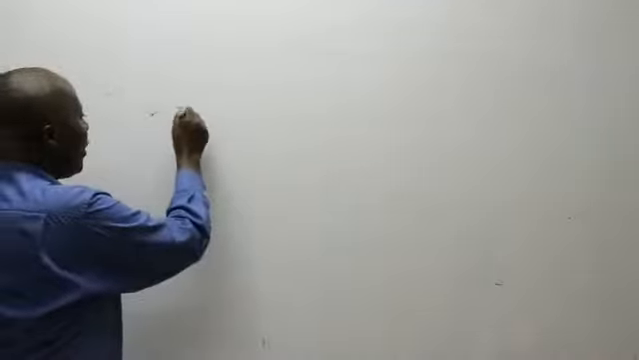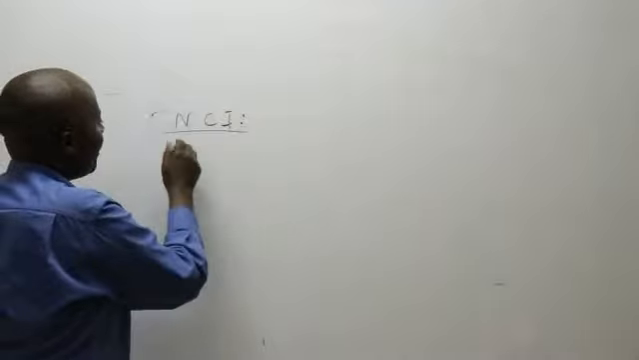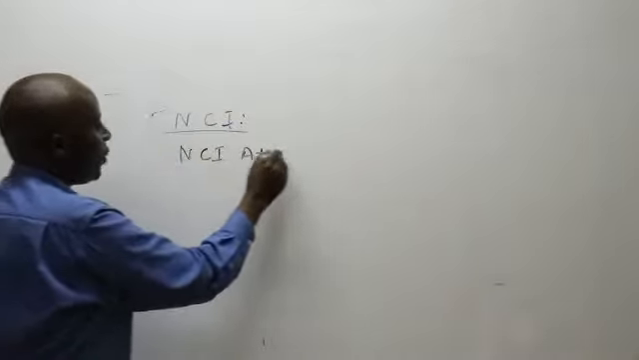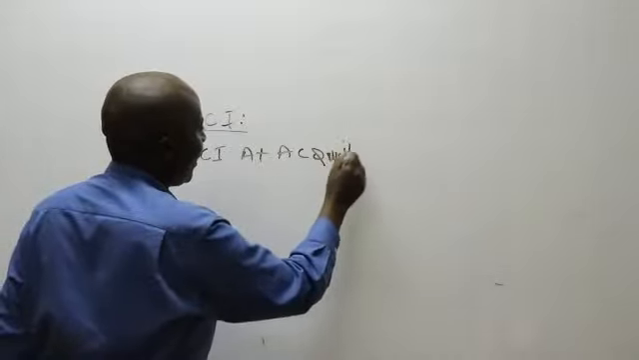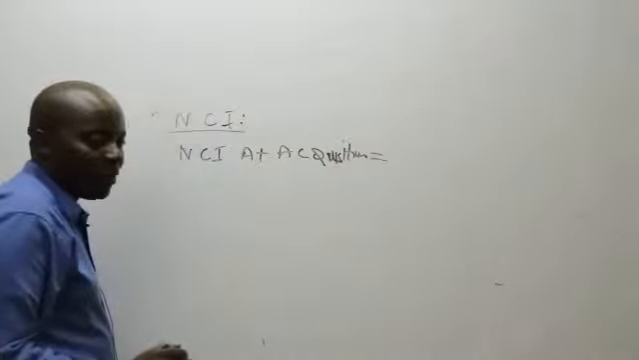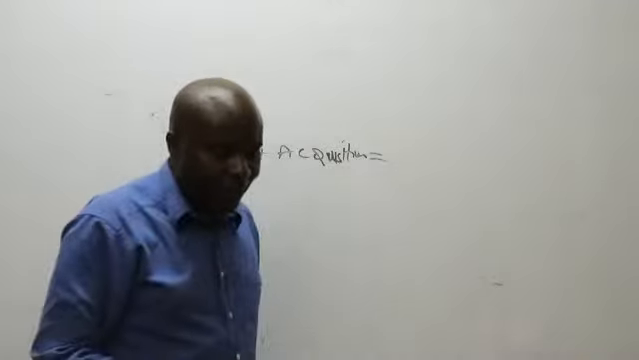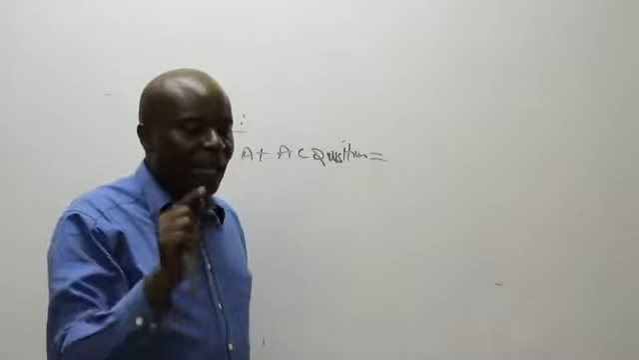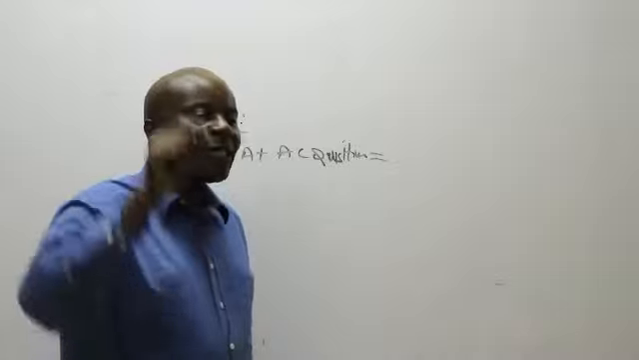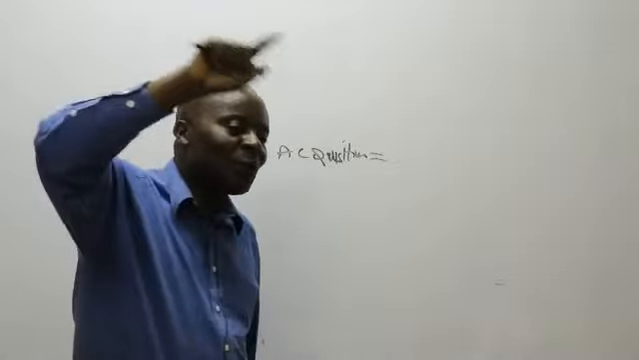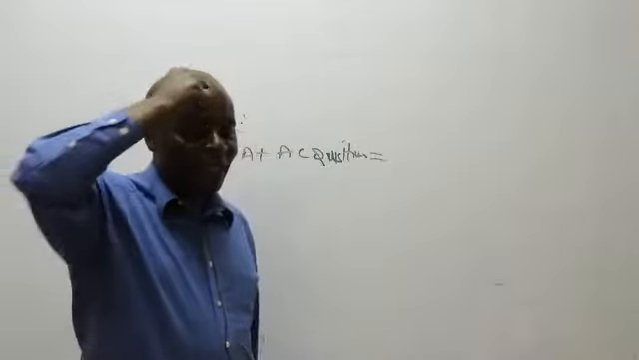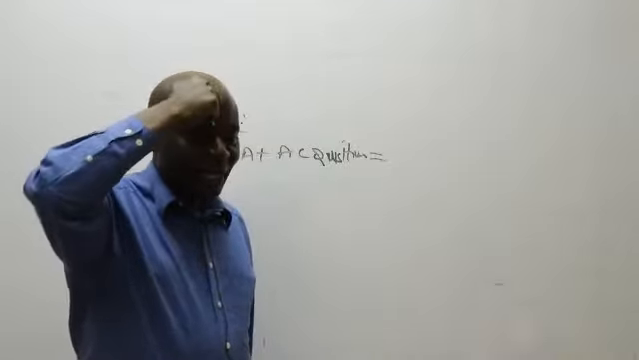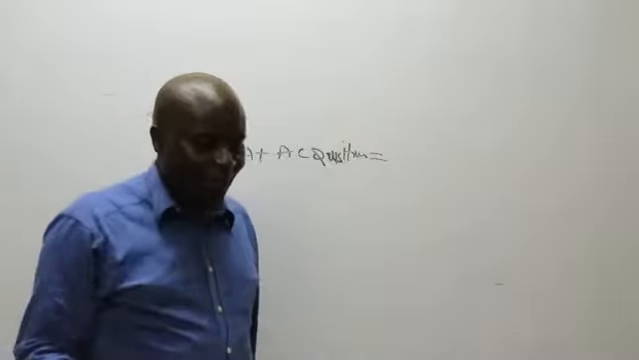So NCI working. We have here NCI at acquisition. Is there anybody who is able to give us this figure? 99,200. Where do we take it? The statement of financial position. There was a place we left under equity called foreign currency adjustment. 99,200.